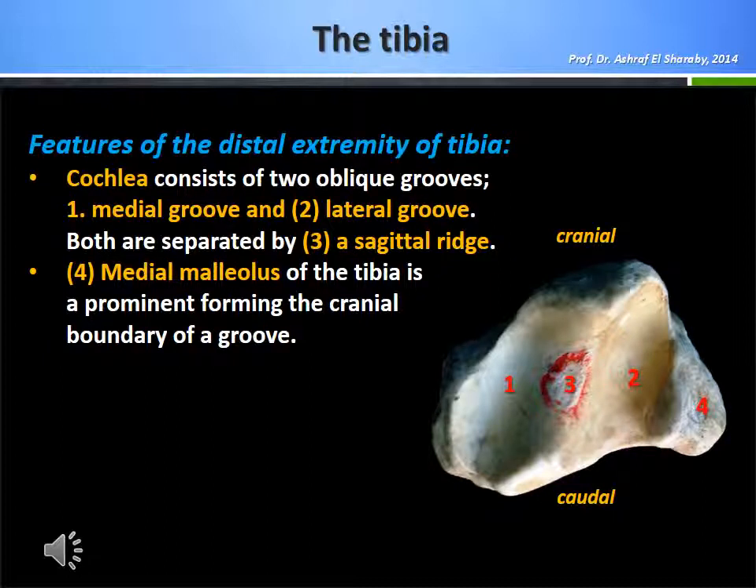Features of the distal extremity of the tibia. The cochlea consists of 2 oblique grooves, 1 medial groove and 2 lateral groove, both separated by 3, a sagittal ridge. 4, the medial malleolus of the tibia is prominent, forming the cranial boundary of a groove.